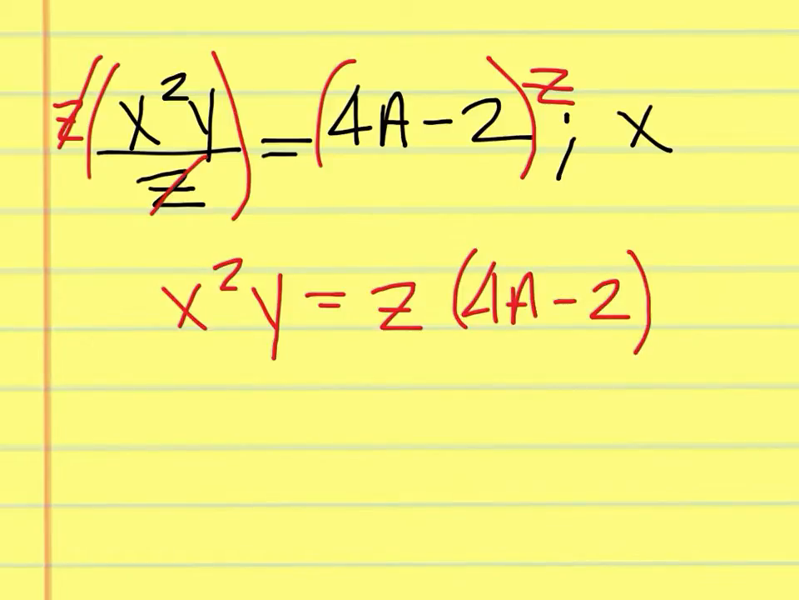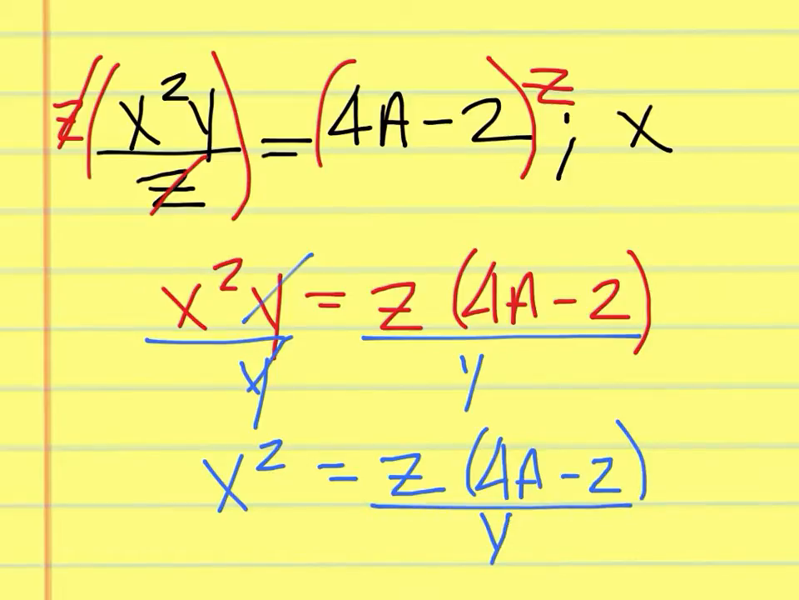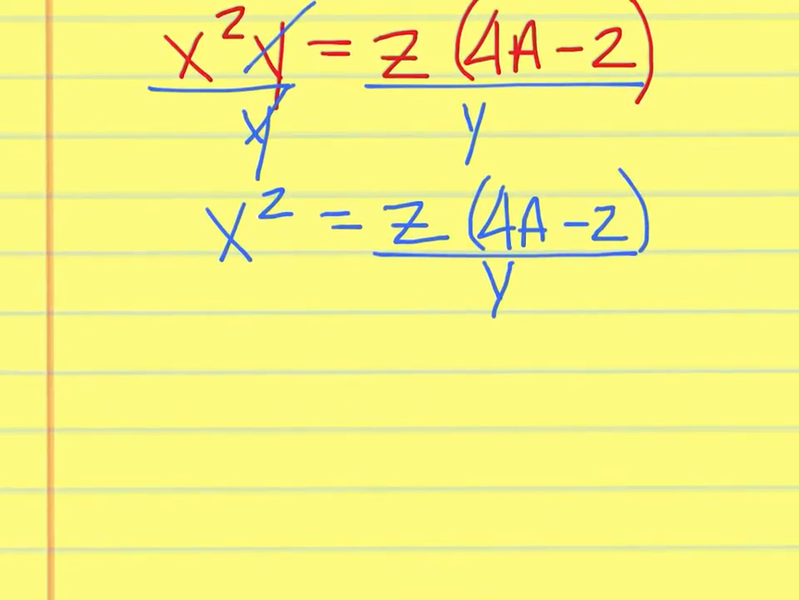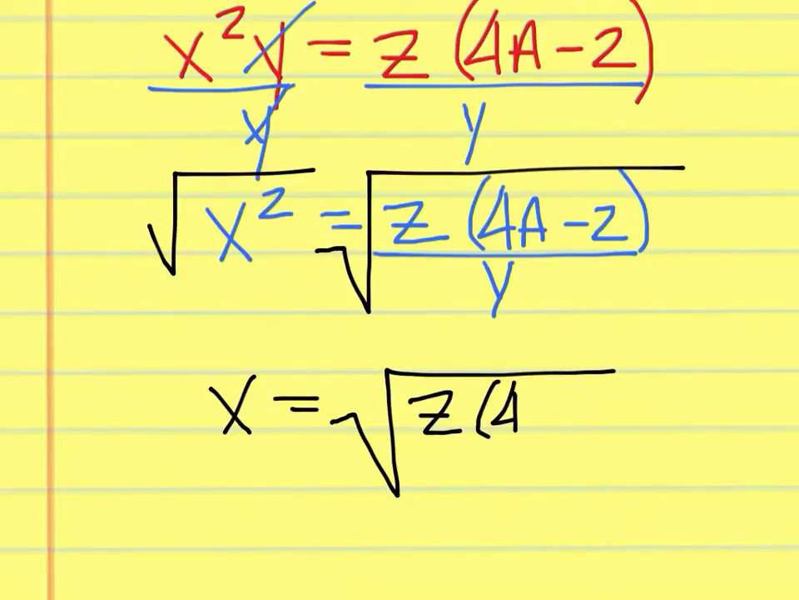Now to get x squared by itself, divide both sides by y. And these cancel out. You're left with x squared equals z times the quantity of 4a minus 2 over y. And now to undo the square, you must find the square root of both sides and have x equals the square root of z times 4a minus 2 over y.